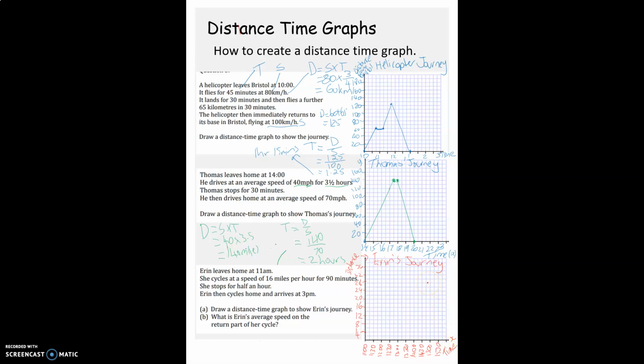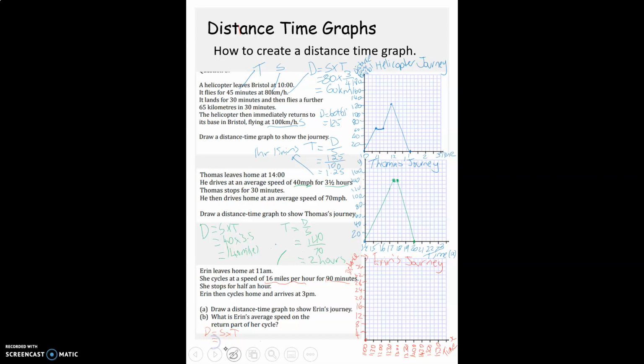We then need to work out where each of our points are going to be on this graph. So she leaves home at 11 a.m, so we know that the distance from home at 11 is going to be 0. She then cycles at a speed of 16 miles per hour for 90 minutes. So we've got speed and time, so we need to work out the distance. So distance equals speed times time.